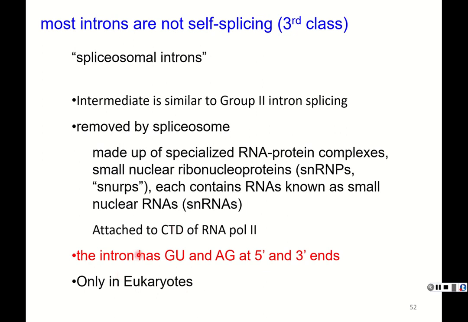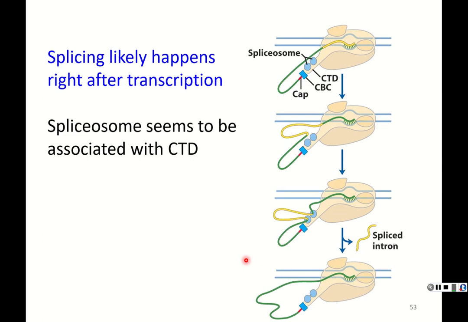Okay. The intron has a GU and an AG at the 5' and 3' ends. So that's one way in which you can tell where the introns are. Right? And this is only in eukaryotes. And so this splicing, as I mentioned, the spliceosome is on that long C-terminal domain. And so as that green messenger is being produced, when you come to that intron it can be spliced out really as this thing is being made.